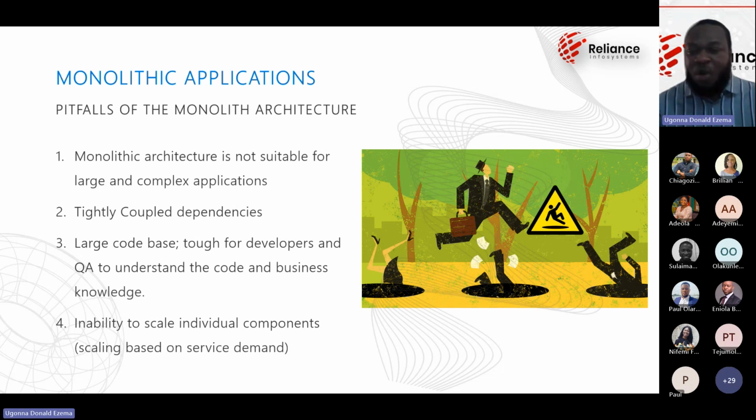And it is tightly coupled. The dependencies are tightly coupled, and a large code base is tough for developers and quality assurance people to understand, or to deduce any business knowledge from the application. It's going to be very difficult for them, especially when the people that developed the application have left the organization and you're hiring new people to take over the development process or the maintenance window. There's also an inability to scale individual components. So it's going to be difficult to scale the components individually. So these are the pitfalls of monolithic architecture.